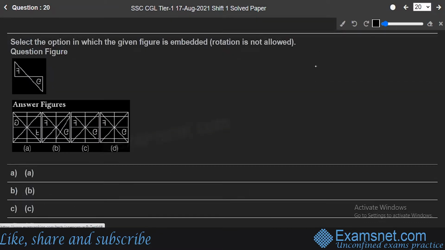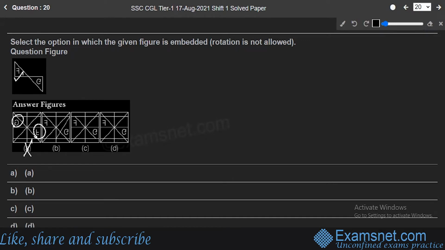Next, question number 20. You have to select the option in which the given figure is embedded. Rotation is not allowed. This is the question figure, and let's see the answer. In this question, I'll be picking up each figure one by one. In this figure, F is over here, G is over here, the rotation one. So the first one is incorrect. Why? Because F is at this position and G is here. So option A is out of question.